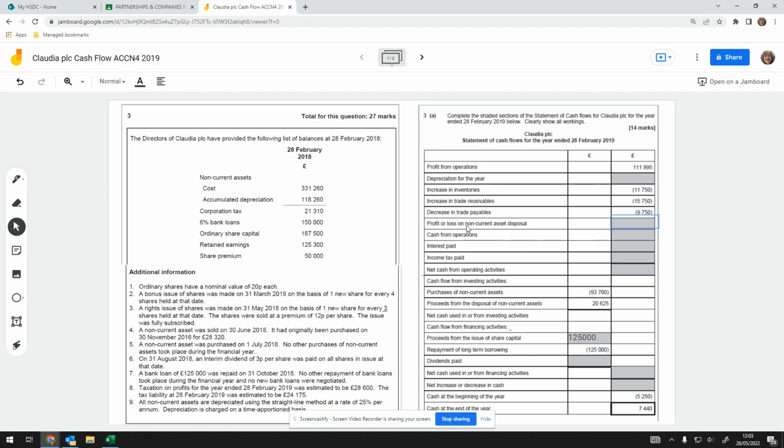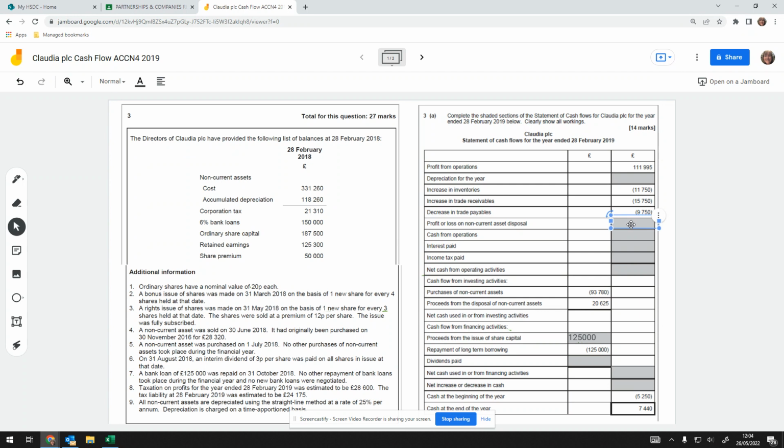When it comes to a loss on disposal, that behaves in exactly the same way as depreciation. It's reduced the profit, but it hasn't had any impact on cash. If you remember, the cash part of this is that we added the proceeds in down here under the investing activities. So we're just dealing with the profit or loss.